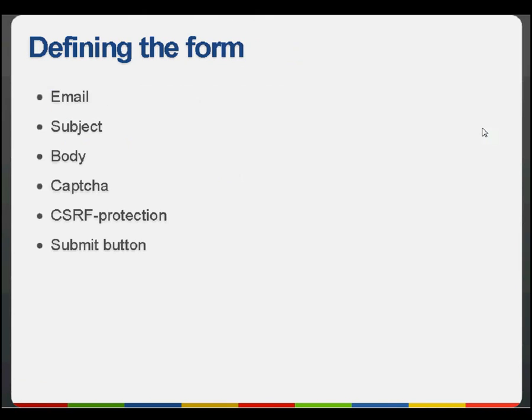Now, we know that, and we also know we're going to have a form of some sort. We'll build that controller in a minute, but let's have the routing in place. Let's have our form ready. The form is going to define an email, the subject, and the body of the email. And a CAPTCHA, so that we can prevent spam coming in.